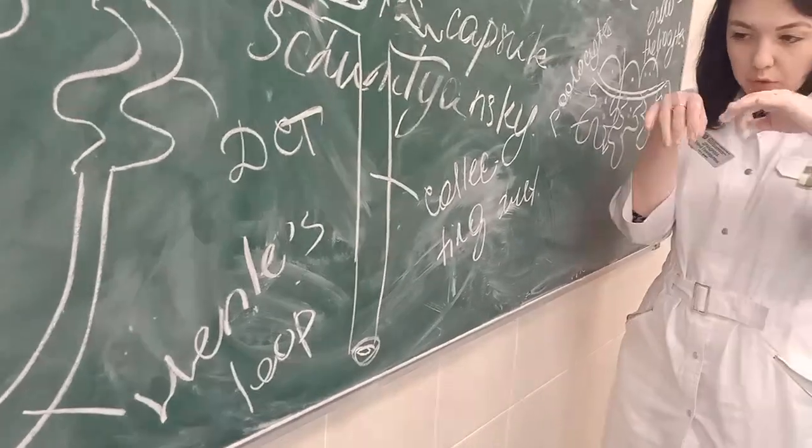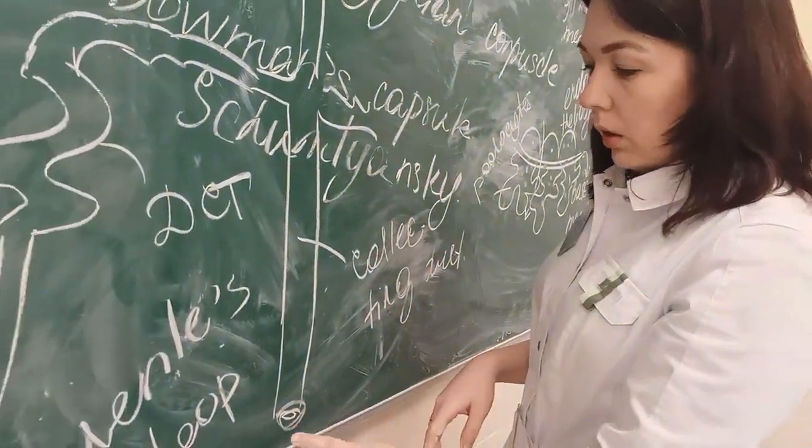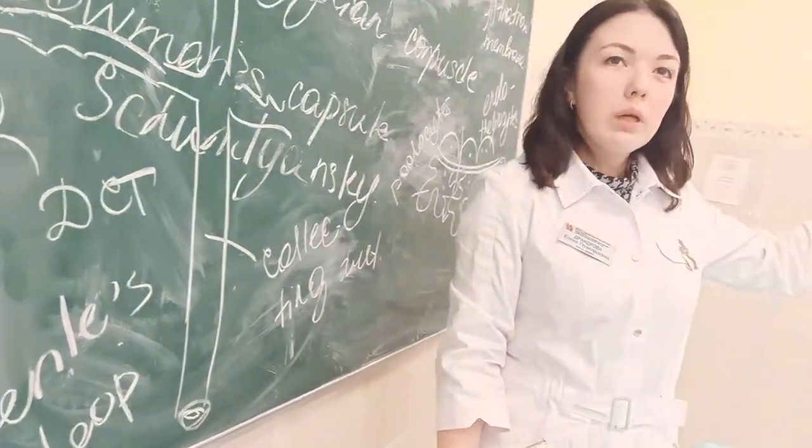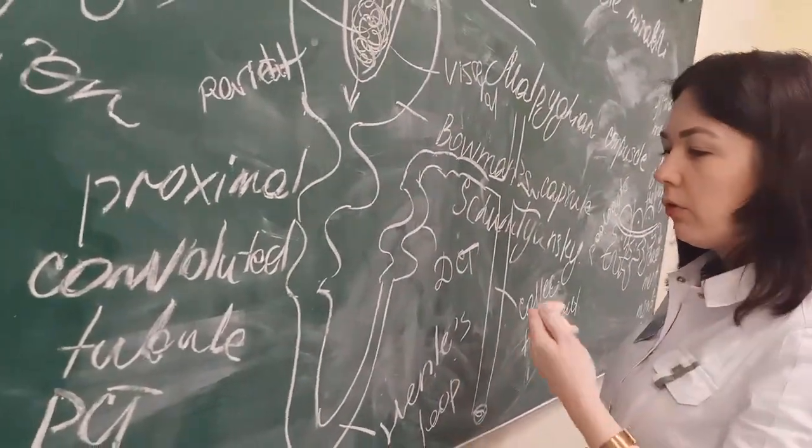And at the renal papilla, from the renal papilla, it goes to the minor calyx. It's what we saw there. Then the major calyx, the renal pelvis, and then the ureter.